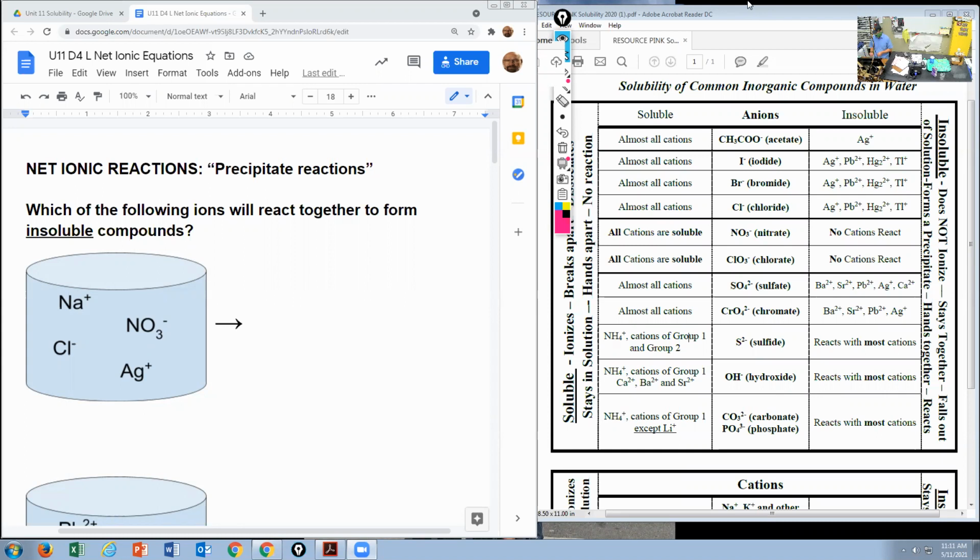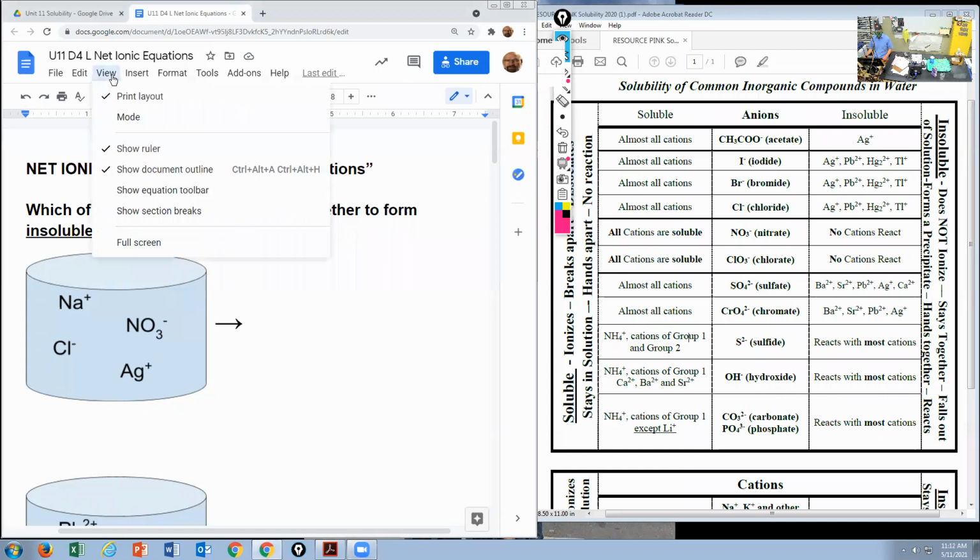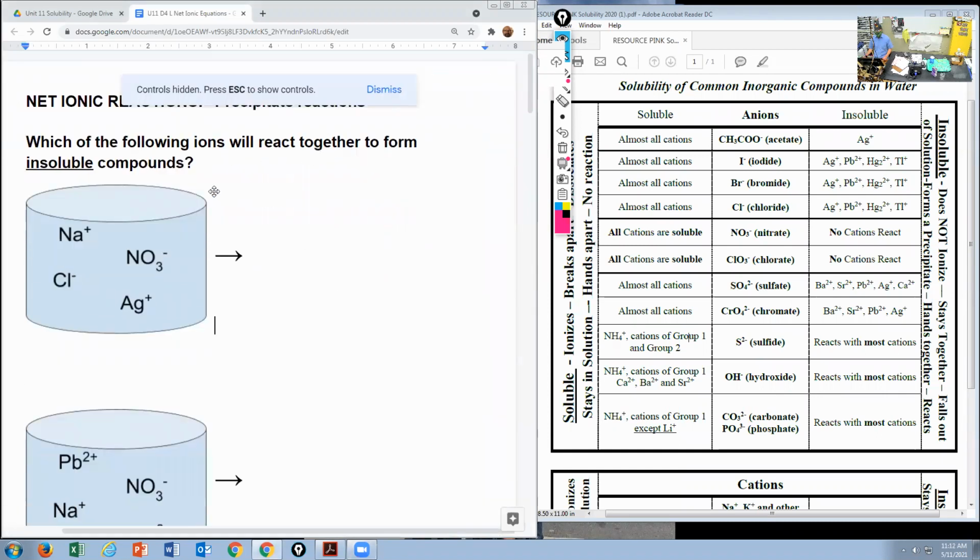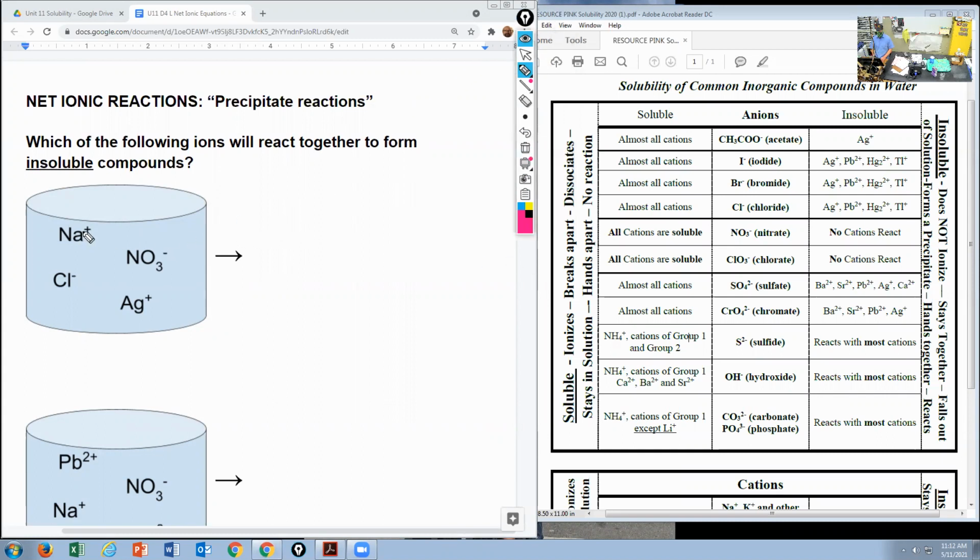So today we are going to continue working on net ionic equations. I'm going to take us back to what we did last class, so we're going to do a quick review. In our last class, ladies and gentlemen, we were practicing figuring out which of these ions, these are ions because they're charged particles, are going to react with each other.